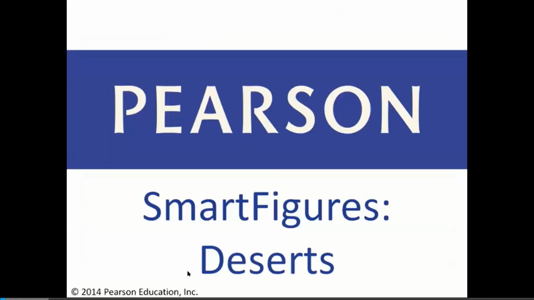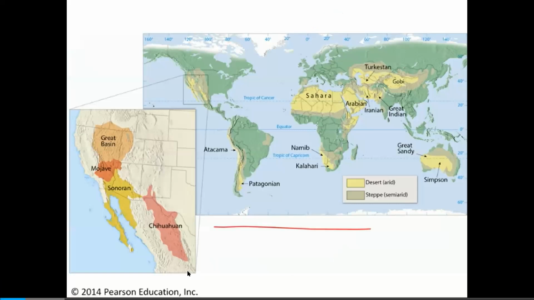Hello, this is Callan Bentley. Welcome back for another Smart Figure. After watching this video, you should be able to describe the two principal causes for the formation of deserts. This is a map showing the distribution of desert lands around Earth's surface.